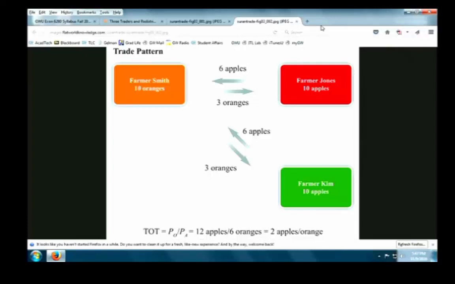Now, when we look at the participants in the United States, we can classify Smith and Jones in terms of the trade pattern between the two countries. The trade pattern is that the United States exports oranges to Korea and imports apples from Korea. Next, we can classify Smith as an exporter, and we can classify Jones as an import competitor. He's not importing directly, but he's competing with imports from Korea.